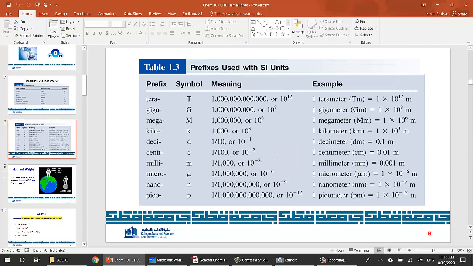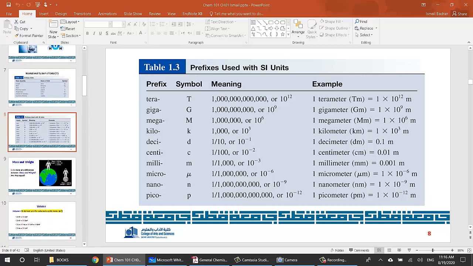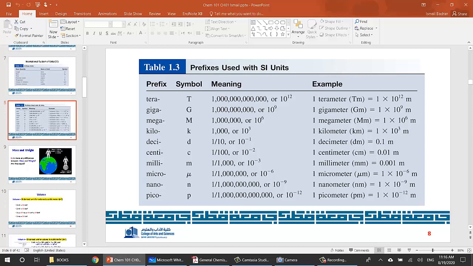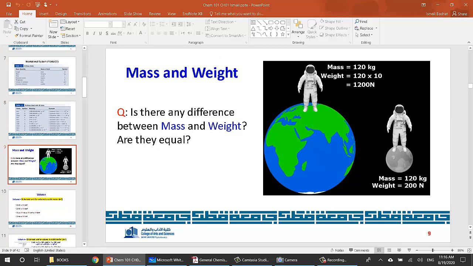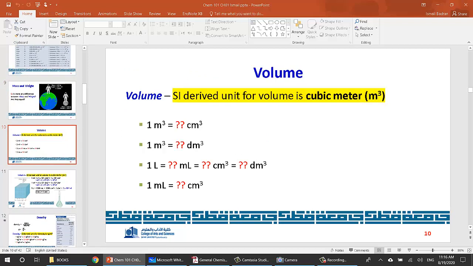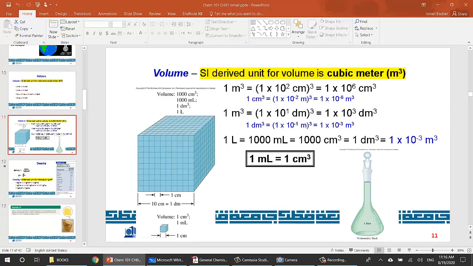How to go from kilo to mega to micro to milli, and I hope that you had the chance to practice some exercises to solve some of this table. We talked also about mass and weight and the difference between mass and weight, and we also talked about volume and how to change between volume units, the difference between liters, milliliters, meter cube, and all of that.